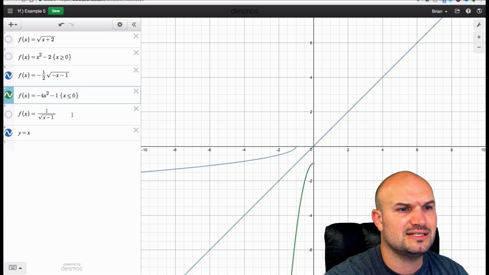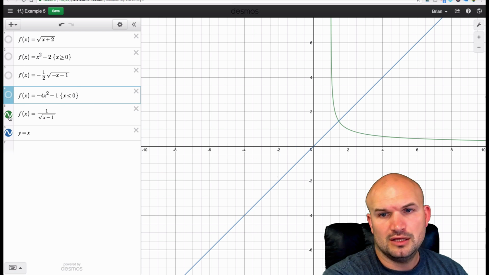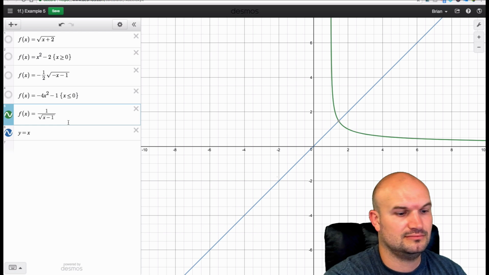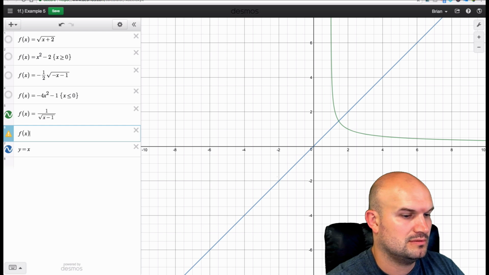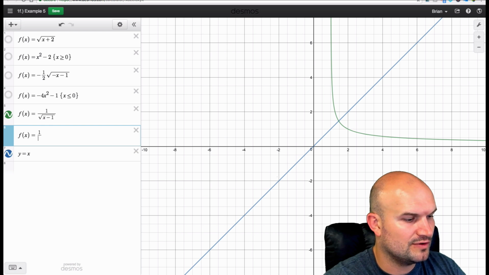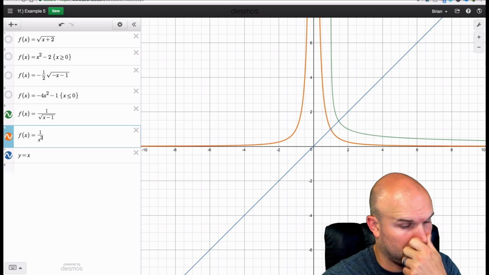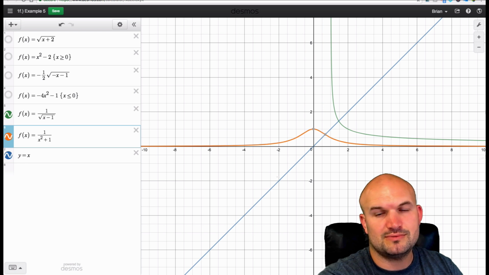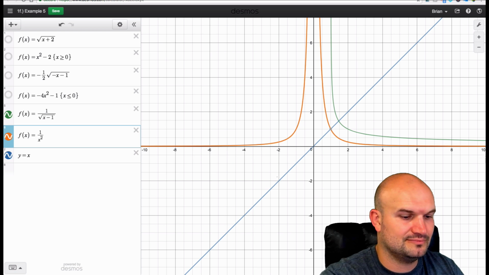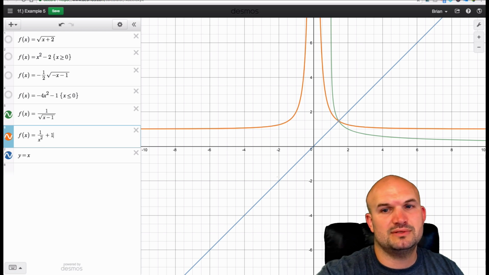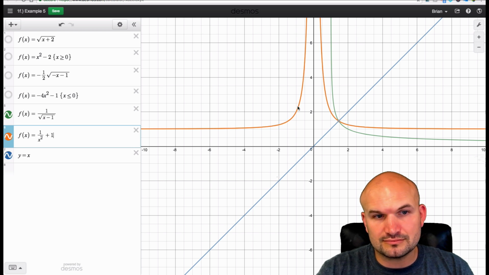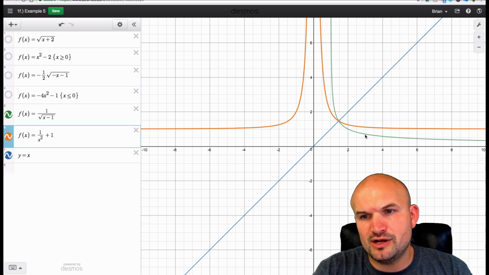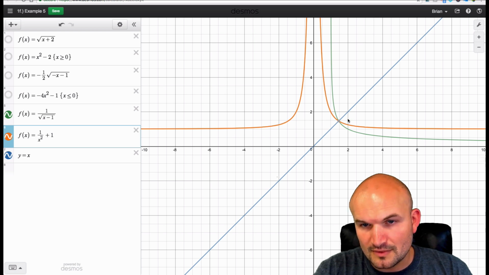And then last but not least, this crazy function looks like that. Okay, and then when I go ahead and find the inverse, I have 1 over x squared plus 1. Now, you can see here that, again, we have some restrictions, that x is going to be greater than 1. That's right. But you can see that my x values are all going to be positive.